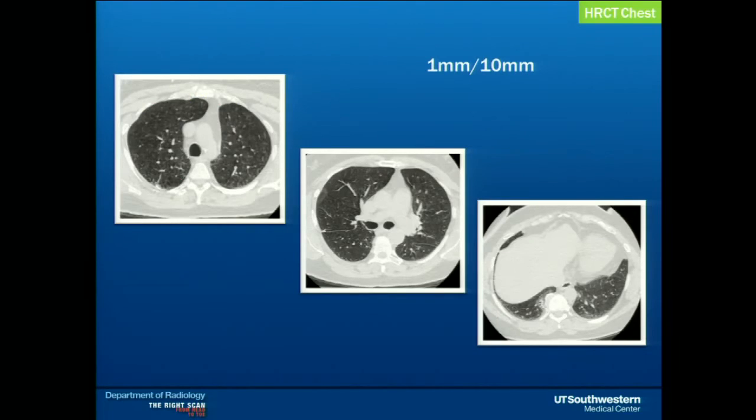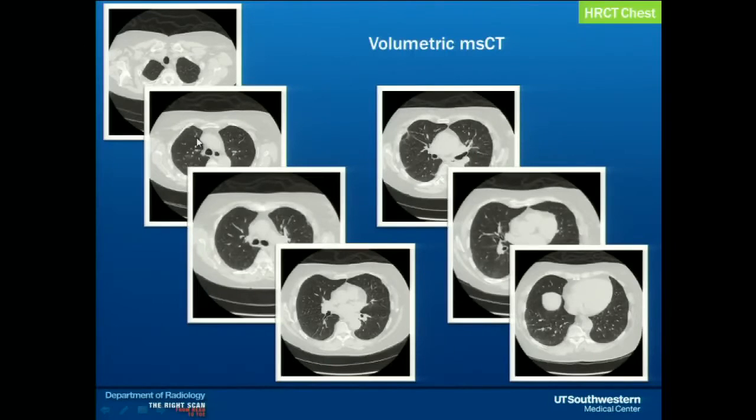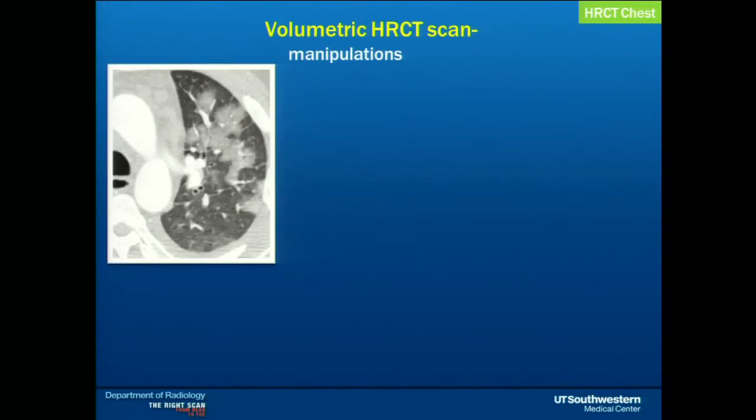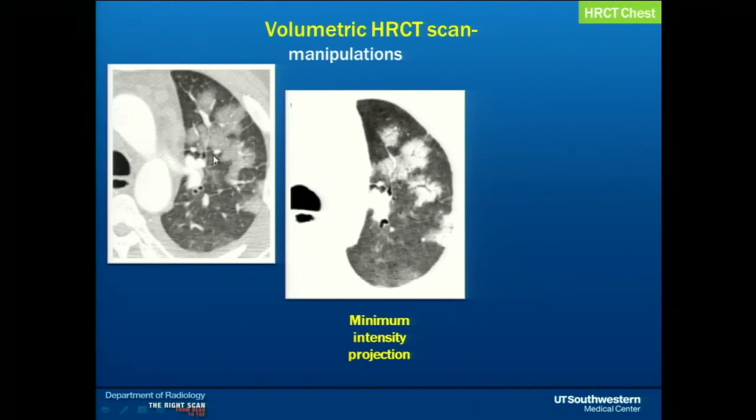So this particular slide is showing that you have limited images through the lung when you're using a 10 millimeter interslice gap. And with the volumetric multi-slice CT, you have more of lung to see. And in addition, you can do multiple manipulations. Like this patient had a lobular pneumonia.